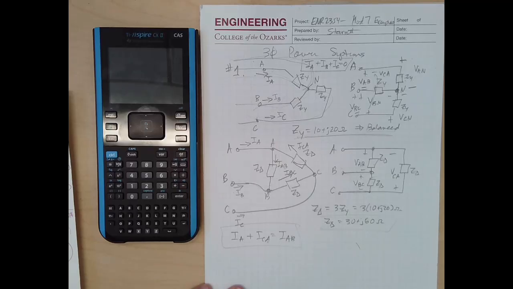Like I said, in a balanced case, we have VAN plus VBN plus VCN equals 0. VAB plus VBC plus VCA equals 0. We have IA plus IB plus IC equals 0. We have IAB plus IBC plus ICA equals 0, hopefully you're getting the pattern here. So we like balanced circuits. We've got lots of different equations that we can utilize in here.